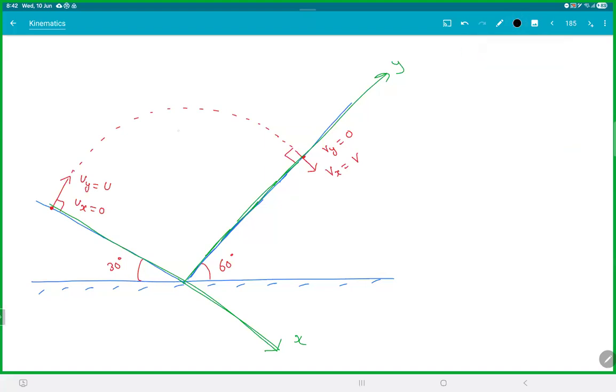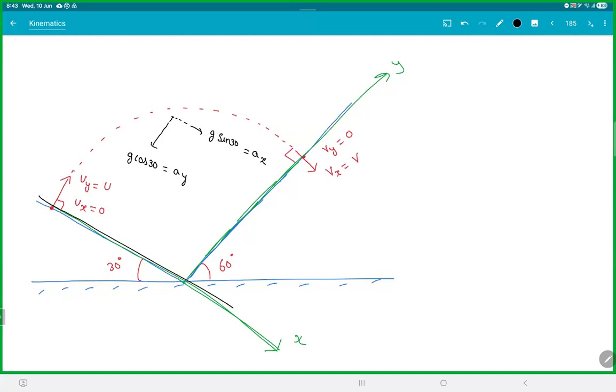And what about acceleration? This is gravity g. So remember, we are taking this as x. So we will resolve into components. This will be g cos 30. This is your ax. This is your g sin 30. And this is g cos 30. This is ay.